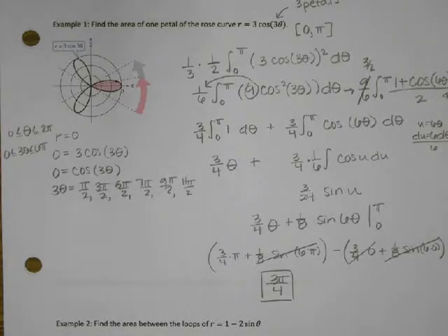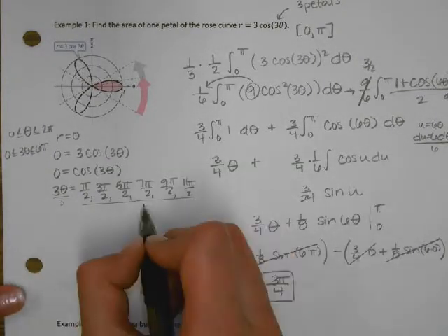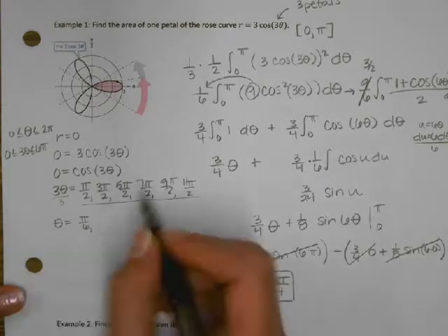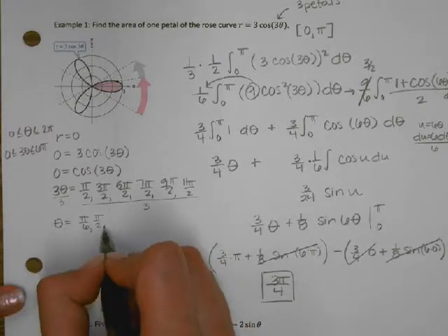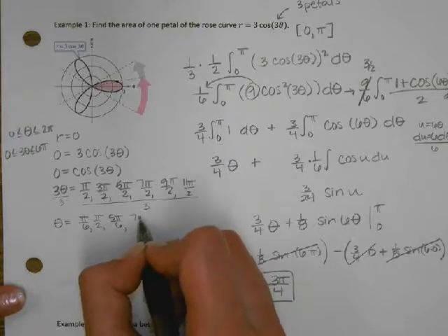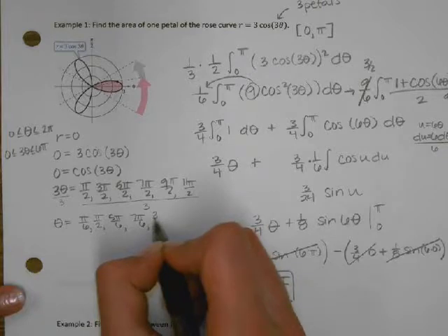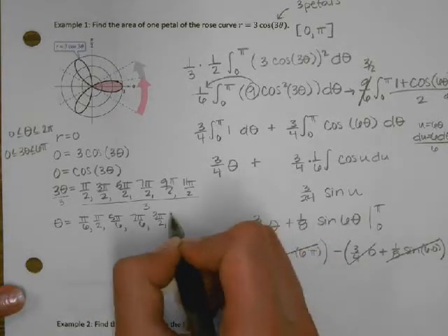I think that's all of the ones that we needed. Yep. And then I'm going to divide by 3. So theta is pi/6, 3 pi/6, which is pi halves, 5 pi/6, 7 pi/6, 9 pi/6, which is 3 pi halves, and then 11 pi/6.